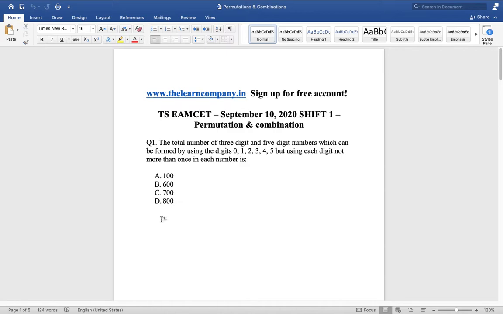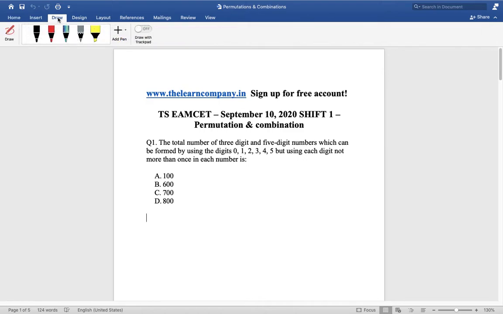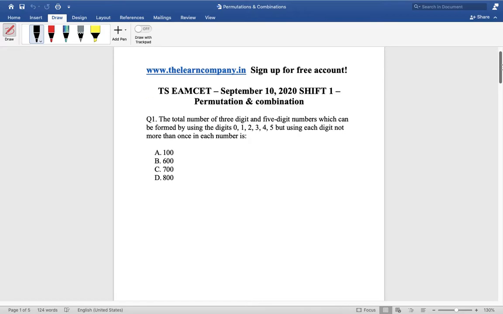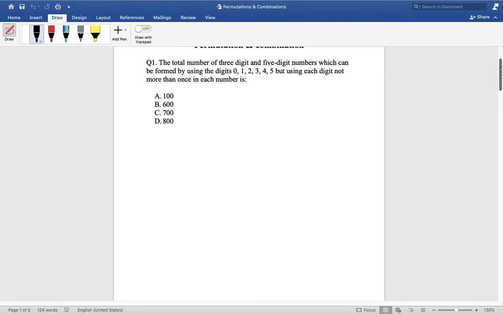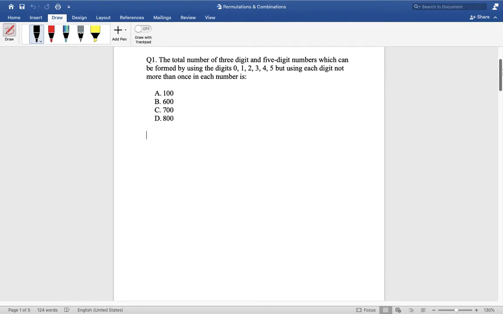Hello everyone. Let us consider the permutation and combination problems in this video. For the TS EAMCET September 10, 2020 Shift 1 exam, only two permutation and combination problems were asked. I believe they reduced the number of questions from PNC because of COVID. Some of the syllabus was reduced, hence the number of questions that they asked were reduced. So let us look at the two problems one by one.